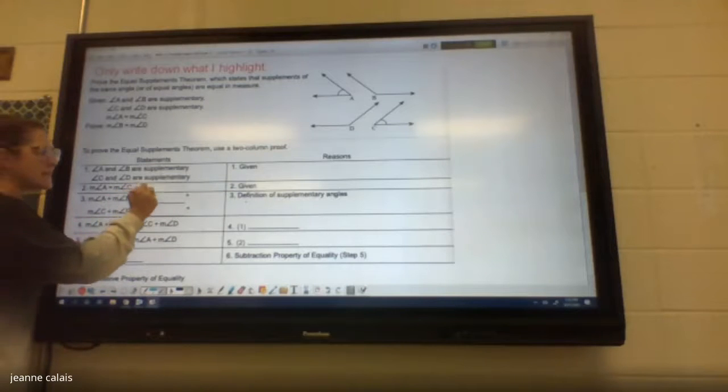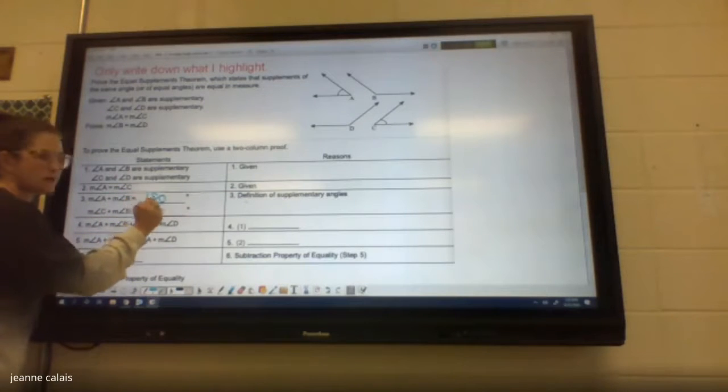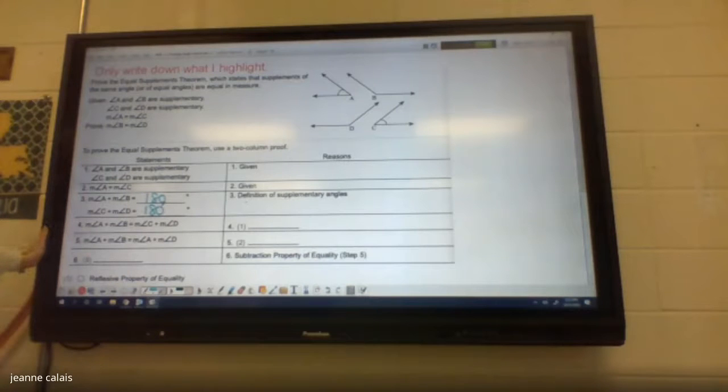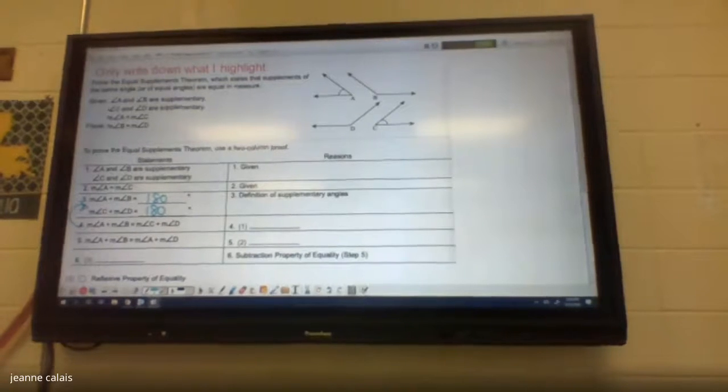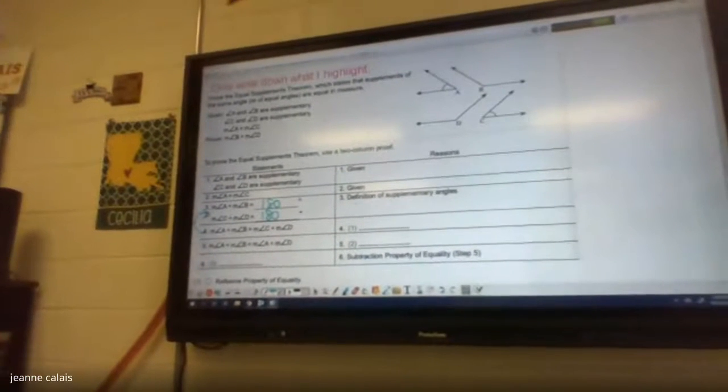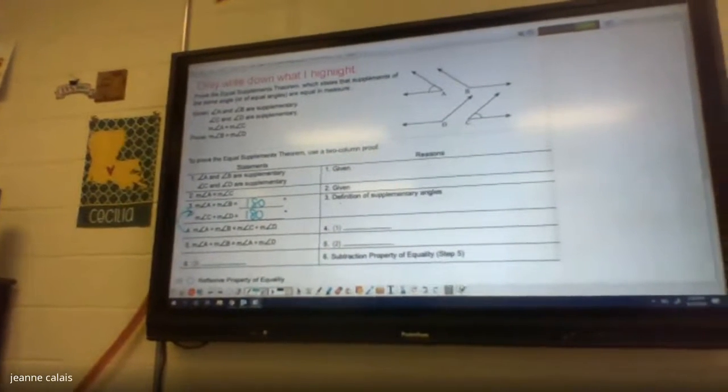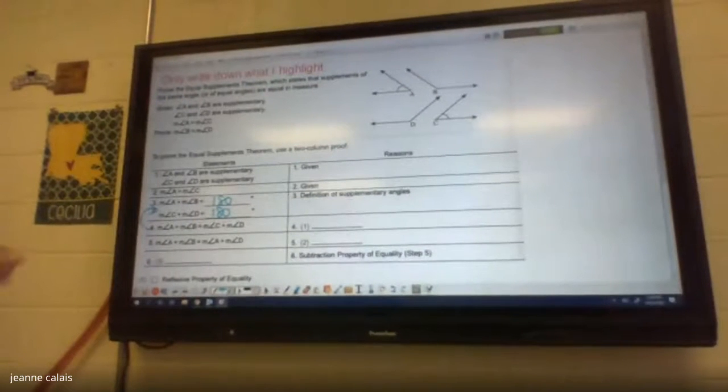That should be an easy blank to fill in. Supplementary angles are angles that add up to 180. Two angles that add up to 180. All right, so reason, let's look at 4. Remember what I told you. You always look above. What happened right before the one that you're on? What happened right before the problem that you're on?